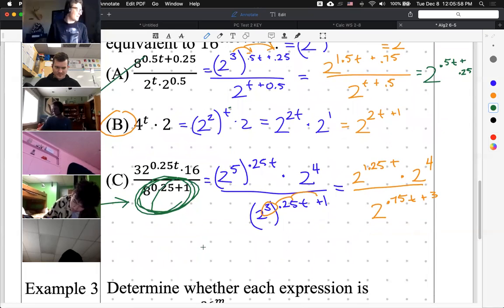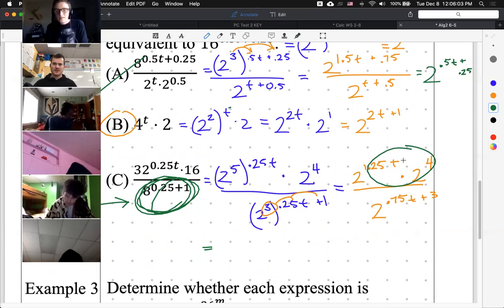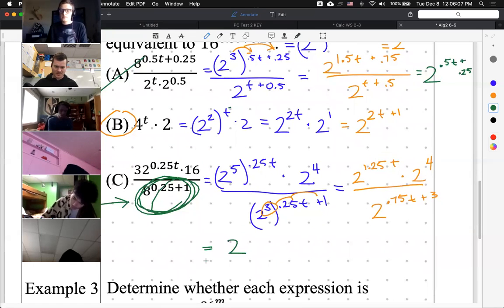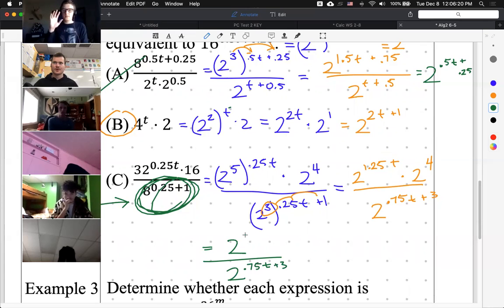And next step after our orange step, I need to get just one base in the numerator. So I have to combine those just into 2 to some power, and then the denominator is still the same. It's still 2 to the power of 0.75t plus 3. My t's are supposed to be curly at the bottom so you can distinguish them from my plus signs. And the numerator is what? 2 to the power of something.